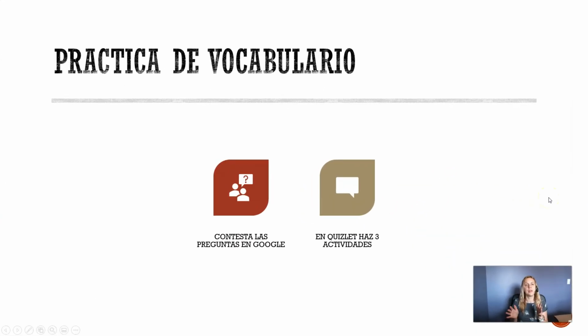Vamos a seguir. Ok, ahora van a practicar el vocabulario. There's 2 things I need you to do right now to practice the vocab. Primero es contestar las preguntas en Google. So on Google, you'll find an assignment that says like vocab practice, and you'll answer some questions on there. And then on Quizlet to practice, I want you to pick 3 activities to do. You could do flashcards, write, spell, the game. You could do a test.